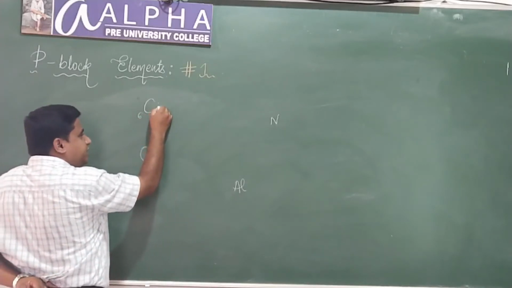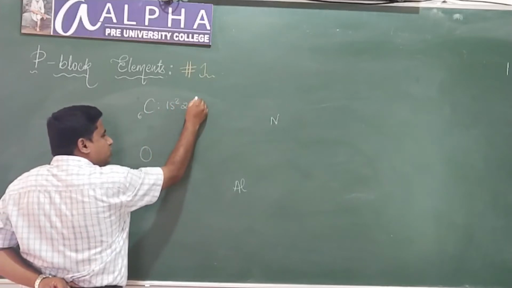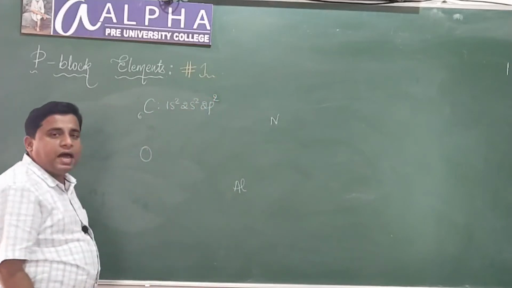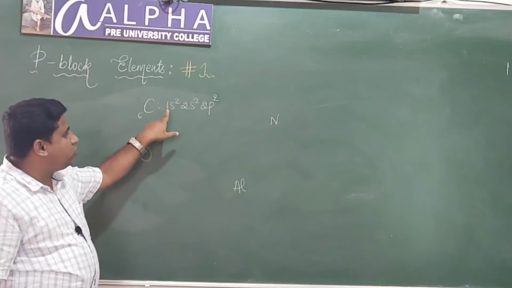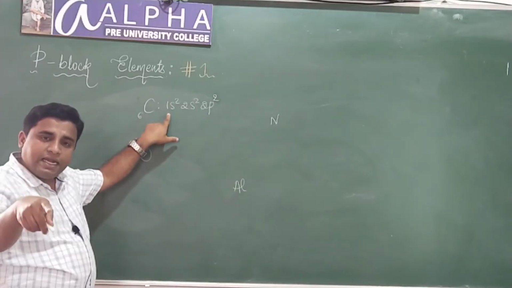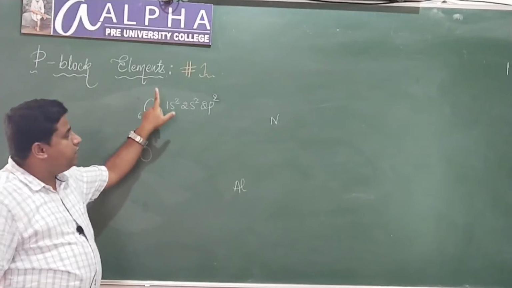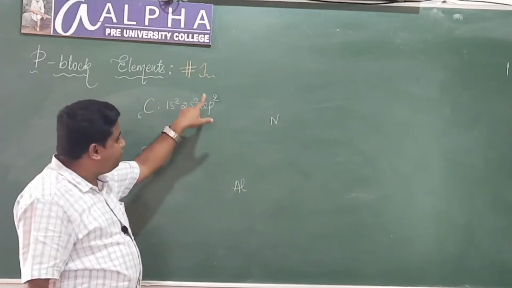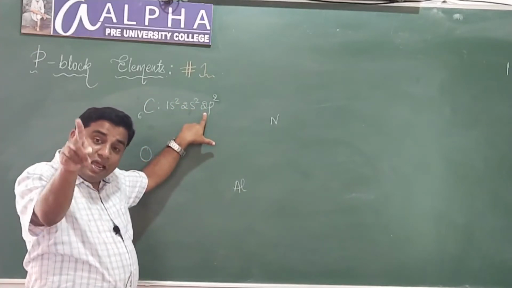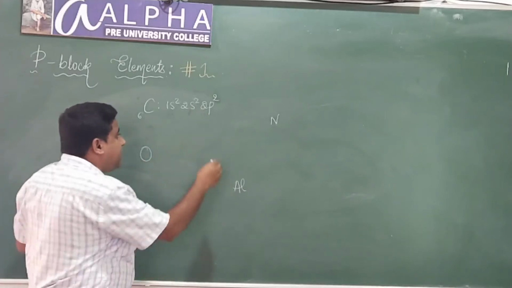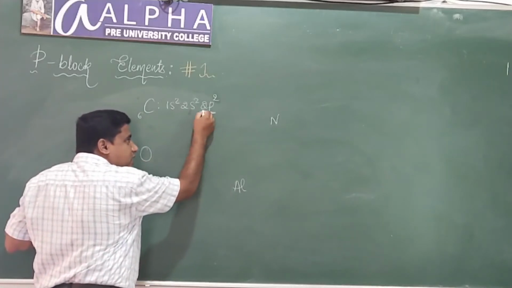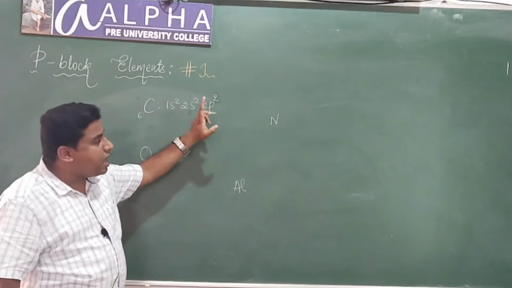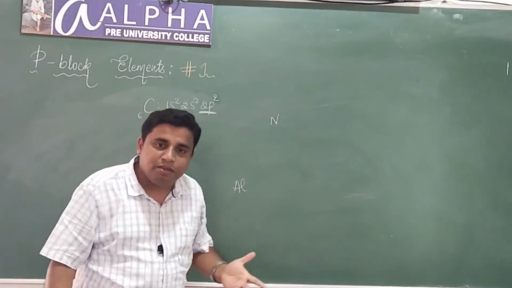What is its electronic configuration? 1s2, 2s2, 2p2, isn't it? Now, carbon has 6 electrons. The first electron goes to the 1s orbital. The second electron also goes to the 1s orbital. The third and fourth electrons go to the 2s orbital. The fifth electron goes to the 2p orbital. The sixth electron, the last electron, enters the last p orbital. That is why carbon is a P block element.